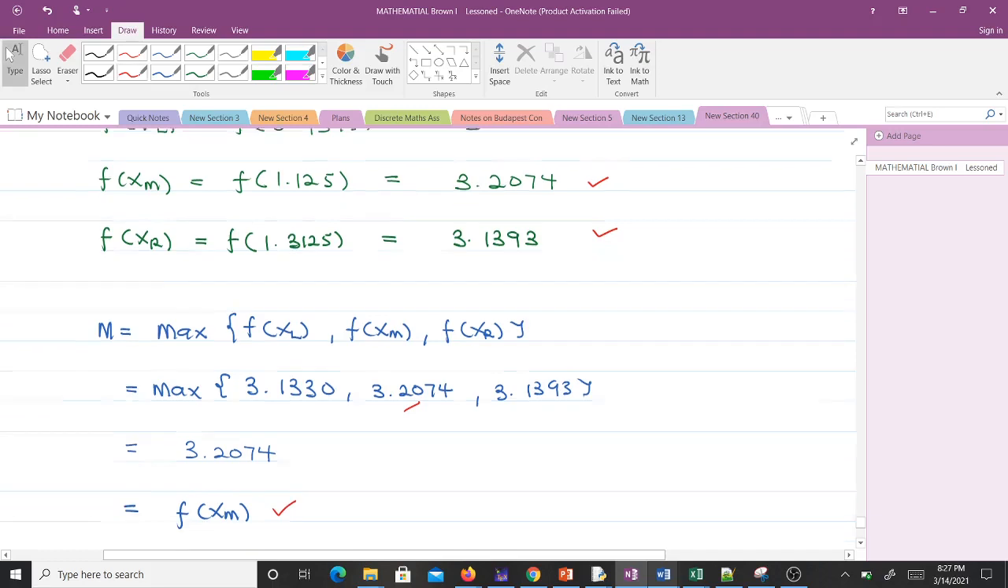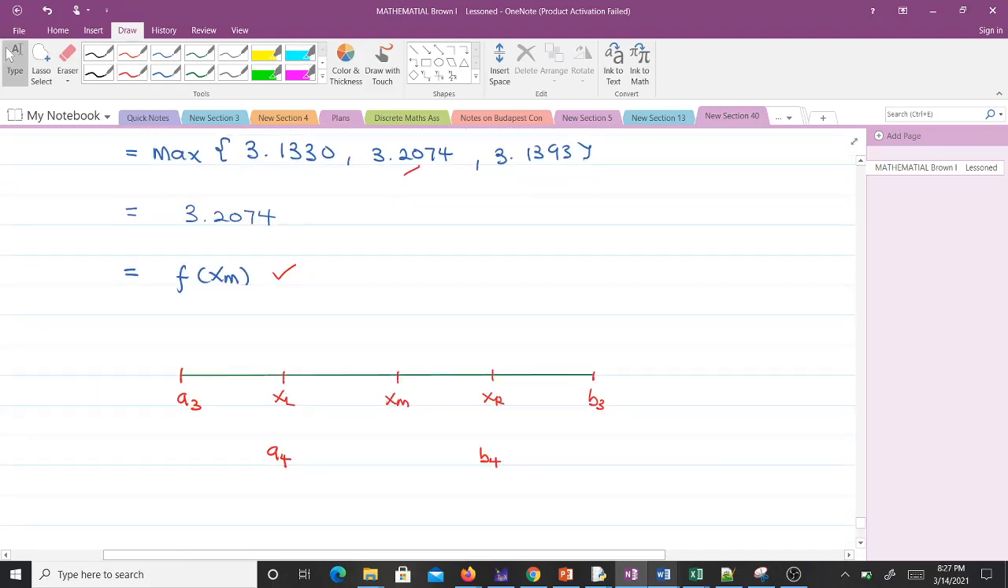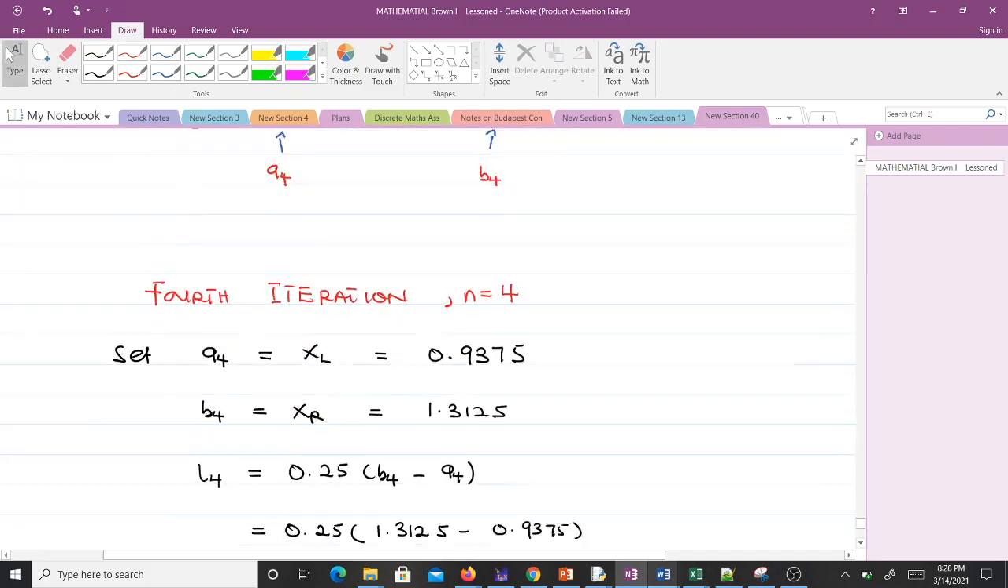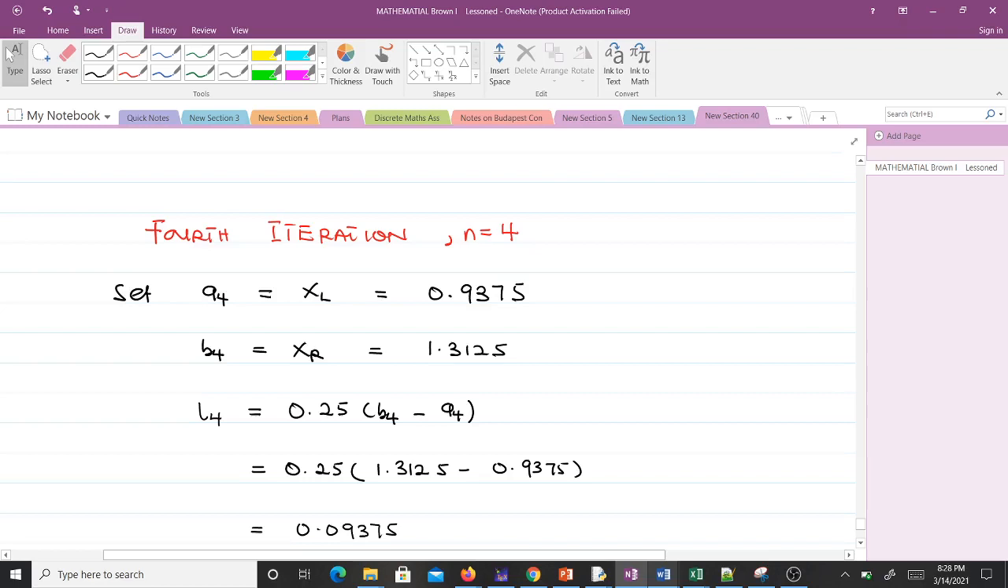Okay, so since that is f of XM, that means we will now be interested in this interval. So we discard this, and we also discard this. Sorry. So our new A, which is A4, will be XL, and our new B, which is B4, will be XR. So we go to the fourth iteration, and we set A4 equal to XL and B4 equal to XR. So A4 in this case will be 0.9375 and B4 will be 1.3125.